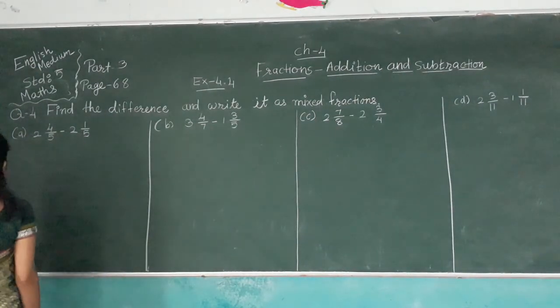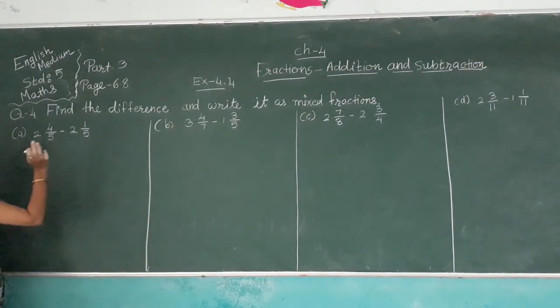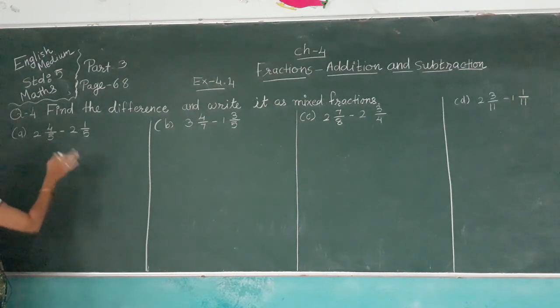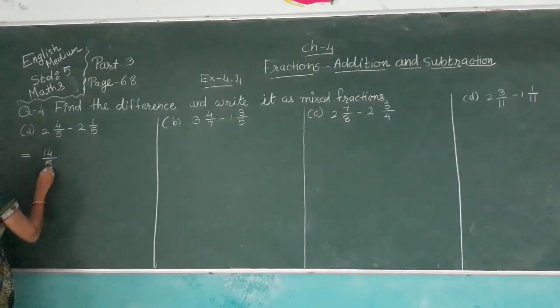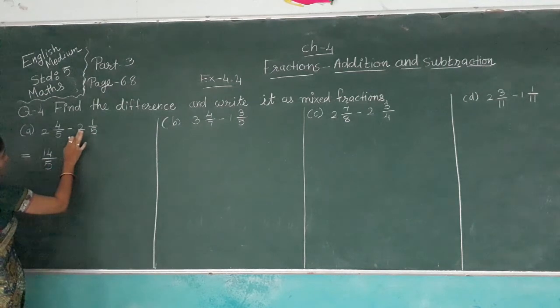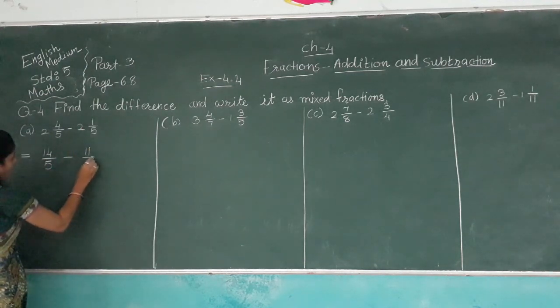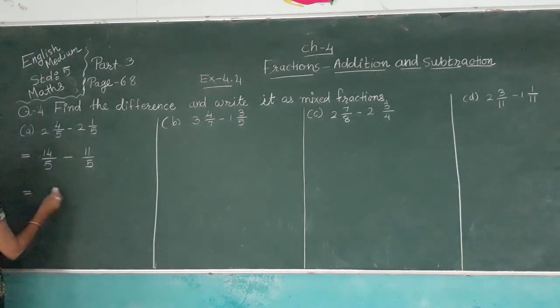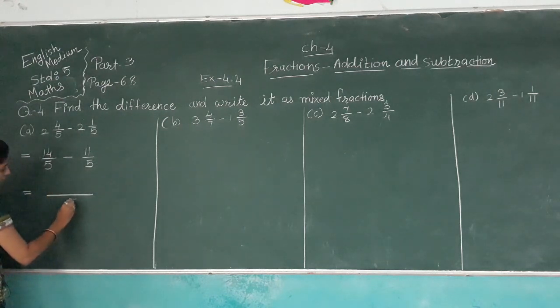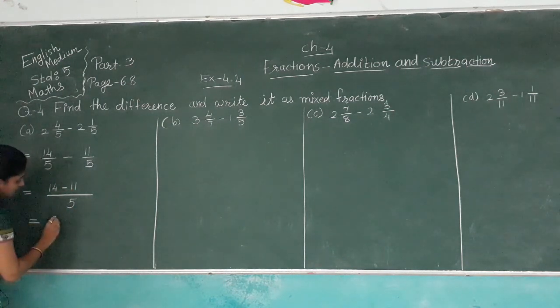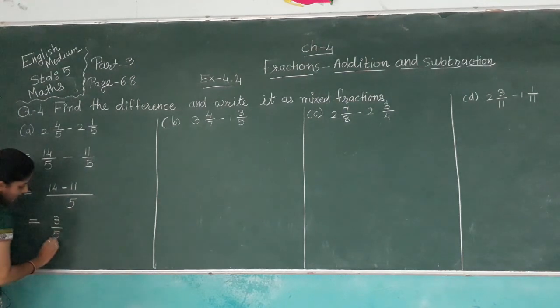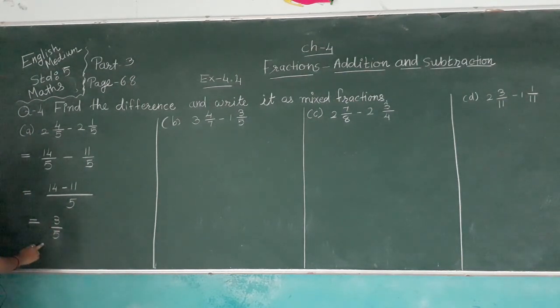So look here, all students, a mixed fraction is given. First convert this mixed fraction into an improper fraction. 5 2s are 10, 10 plus 4, 14 out of 5. Minus 5 2s are 10 plus 1, 11 out of 5. Here both denominators are the same, so write it one time and directly subtract 14 minus 11, 3 out of 5. This fraction is a proper fraction.